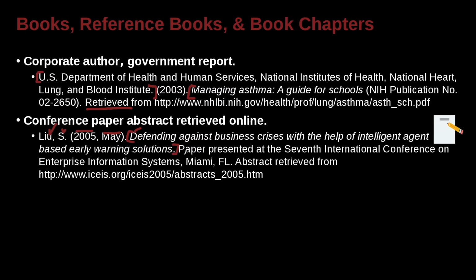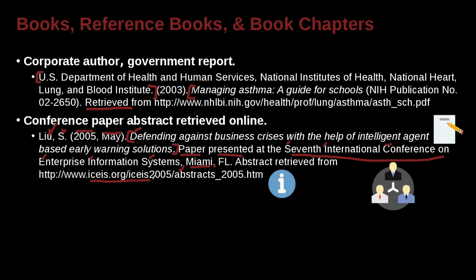Now then, here I go ahead and write down paper presented at the 7th International Conference on Enterprise Information Systems. So this is the name of the conference. That is going to use capital letters at the beginning of each word because that's the name of the conference, just like the name of the book. And then we have a comma and the location, Miami, comma, Florida, because that's a state. Abstract retrieved from, and then here's the URL. And that period there, that's kind of the ending there, but then here we add this, where did you get it from? How can the reader find it online?